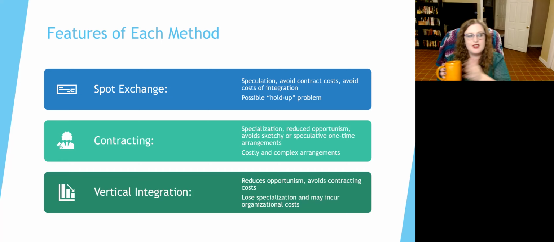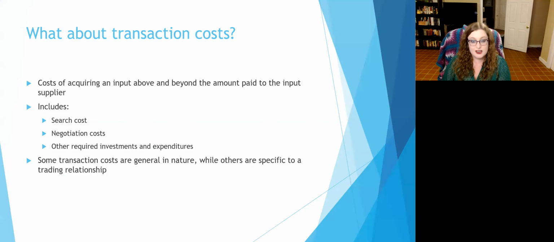If I wanted to make the glaze for my mugs along with the mugs, that's a whole other building, right? That's hiring another department. That's getting a new specialist. That's doing a whole bunch of other things that might be an organizational cost to being able to produce this additional good or service. Then we have to think about transaction costs. That's a whole other world in and of itself, right? Transaction costs are the cost of acquiring an input above and beyond the amount paid to the input supplier, right?